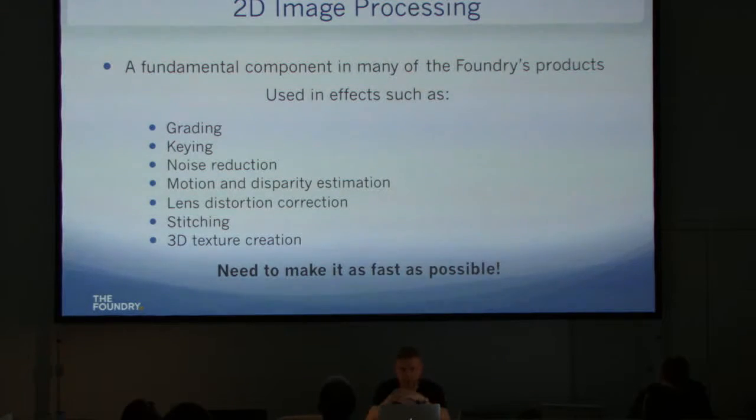But let's start at the beginning. Why was Blink invented at the Foundry? Well, Blink is a 2D image processing library in its essence, and there's a lot of 2D image processing that goes on at the Foundry. It's used in standard effects like grading, keying, noise reduction, etc. And so it's very important for us to try to make those kinds of algorithms run as fast as possible.